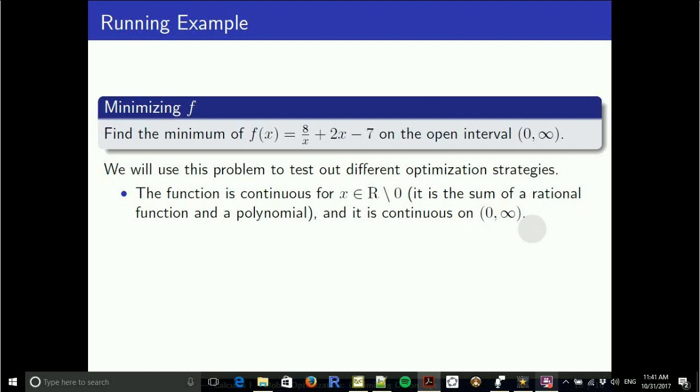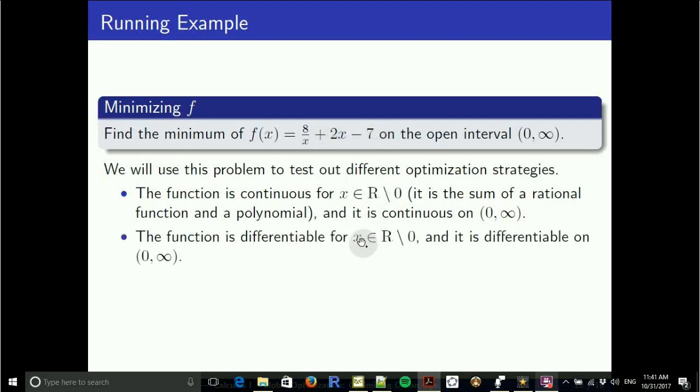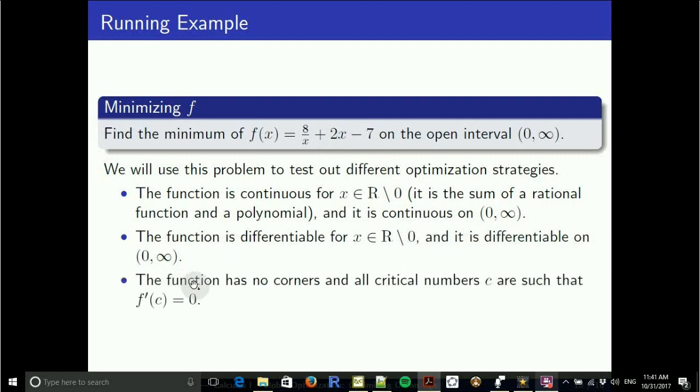If we did not have continuity, then graphing the function f would probably be our only option. In addition, because f is the sum of a rational function and a polynomial, it is also differentiable everywhere except at 0. This means that any critical number will have a derivative that is 0, and there are no corners for the graph of this function. Now that we know that we can apply the previous strategies, we use this problem to test out each of them.